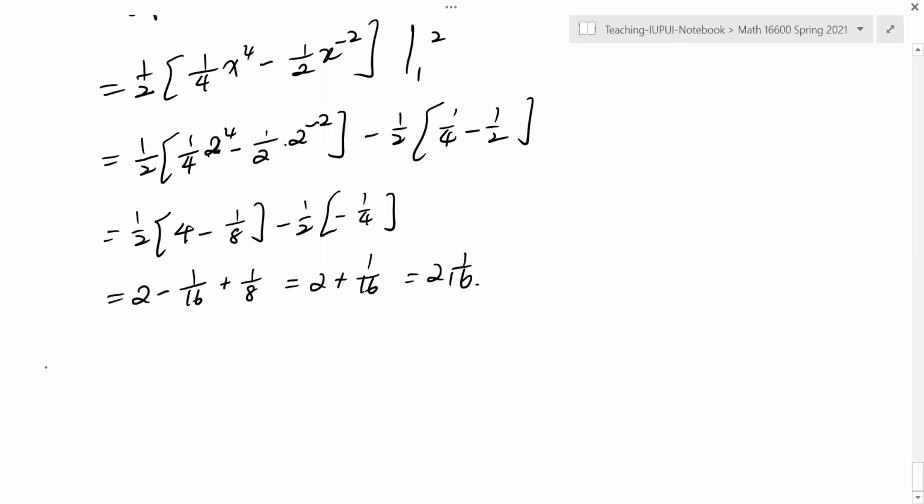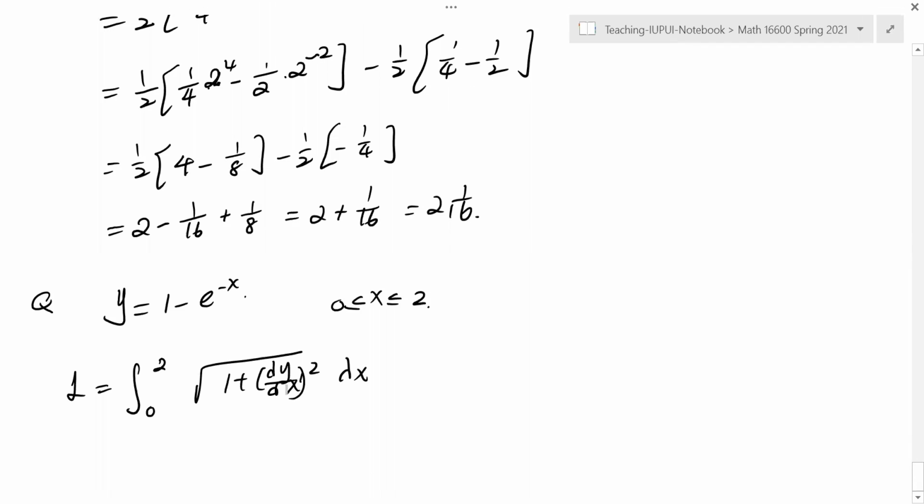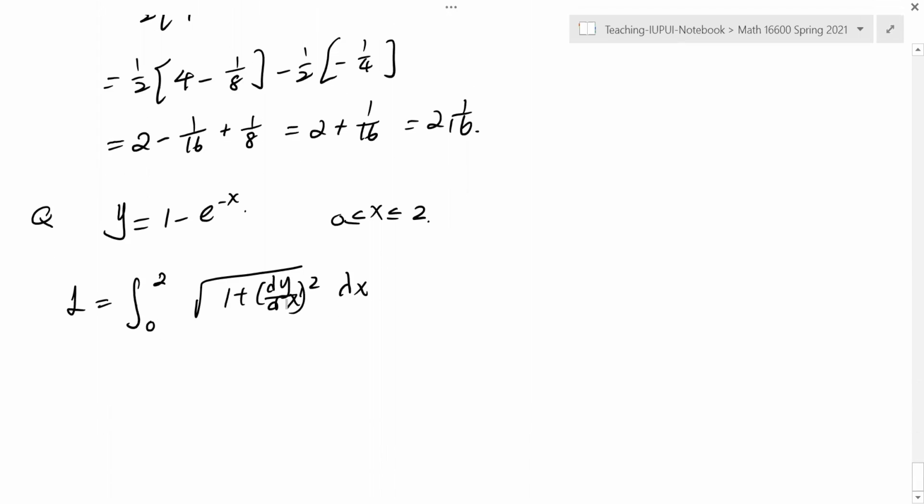So let's try another one. I hope you can do it. Okay, I'll give you a little bit of time to try. I'm going to set up the integral for you to see if you're able to evaluate the integral. So it's going to be from 0 to 2, right? And yeah, are you able to evaluate this integral? First of all, you write down the formula for the length. Okay, and then try to evaluate this integral. Okay, please do it.